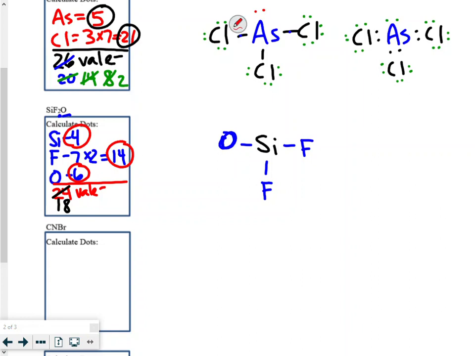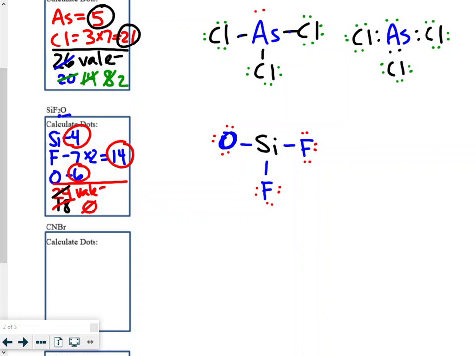The next step is to do what? After we've attached them, we now have to satisfy their octet. So let's do that. 2, 4, 6, 8, 10, 12, 14, 16, 18. Well, that works out nicely because we had how many left? 18. Now we're down to 0.